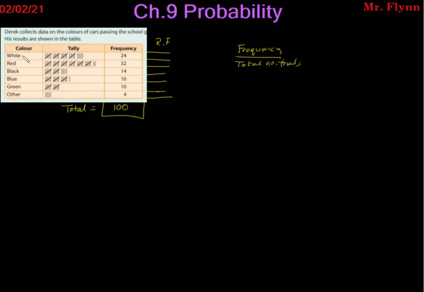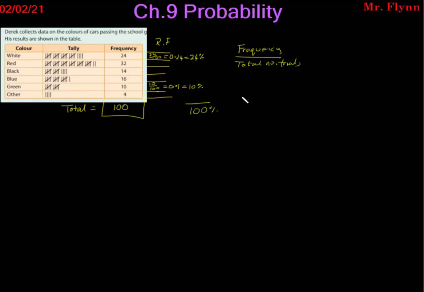So if we look at the white car, there was 24 white cars that had passed out of a total of 100 cars. So you've got 24 all over 100, which is 0.24, or if you want in terms of percentage, it's 24%. If we looked at the green cars, it's 10 all over a total of 100, which will be 0.1 or 10%. And you would do that for all of these in here. What you would find is all your percentages would add up to 100%.